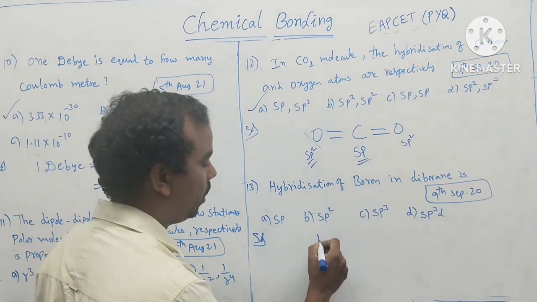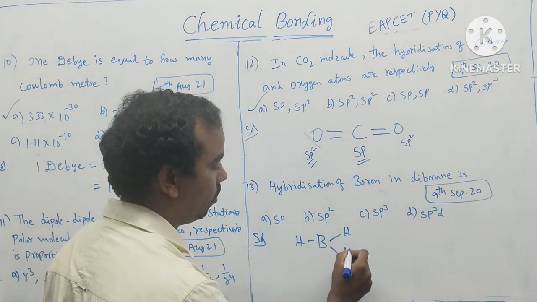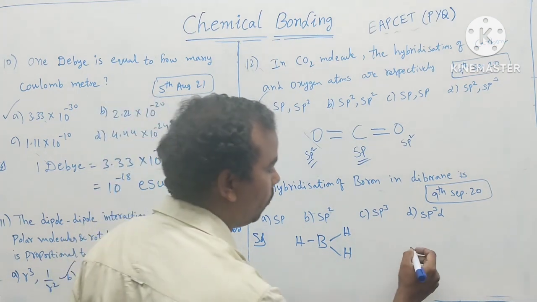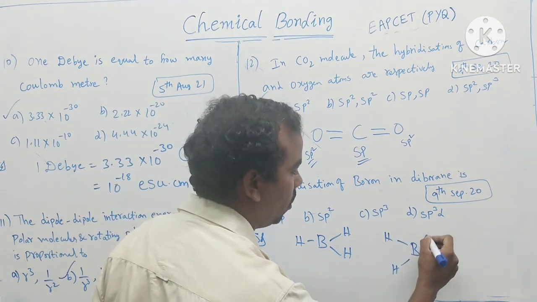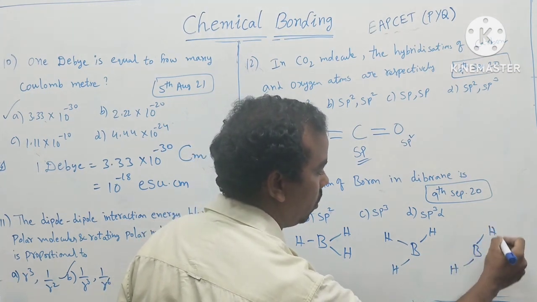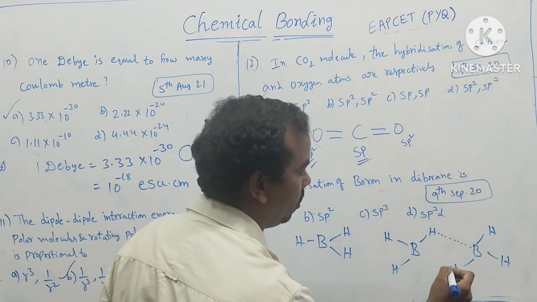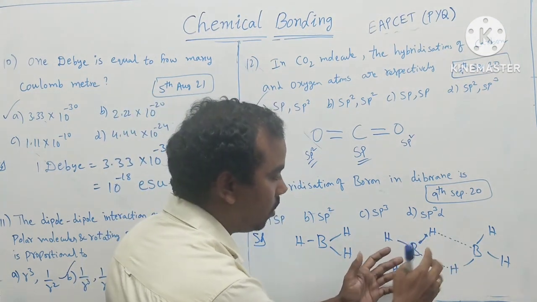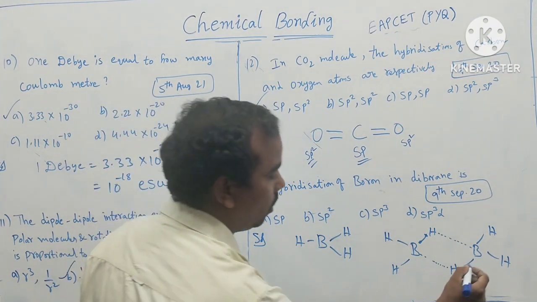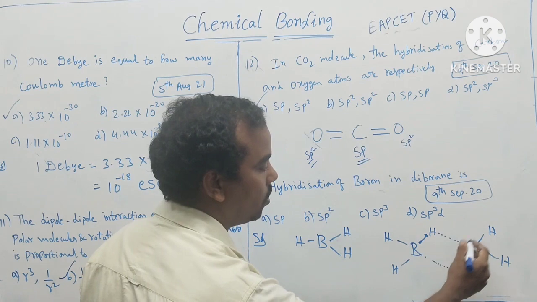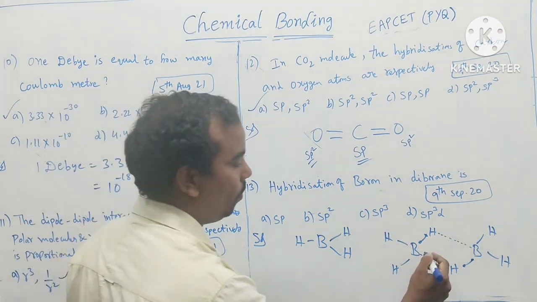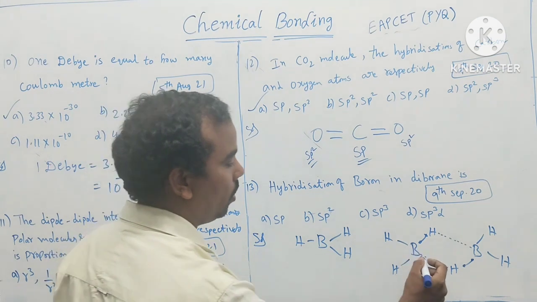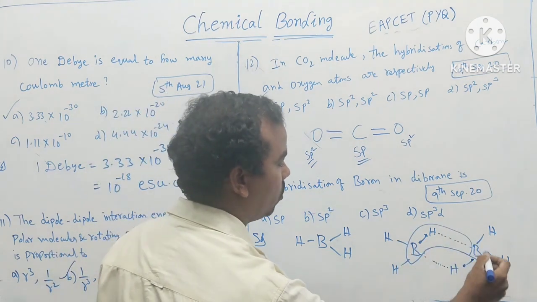So next one, hybridization of boron in diborane. We know that BH3 is boron trihydride. If it binds with another boron molecule, it forms diborane, H3B with BH3. The hydrogen bonds are formed with the boron. These 2 electrons are shared among these 3 atoms. These bonds are called bridge bonds. In 13th group elements, there are 2 bridged bonds. This bridged bond is also called a banana bond or tau bond.